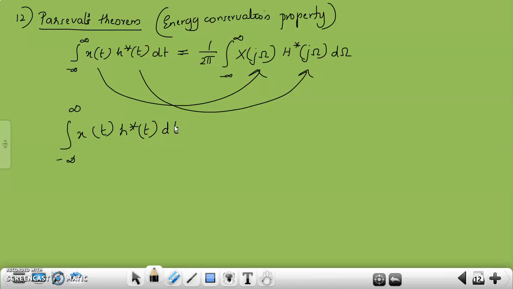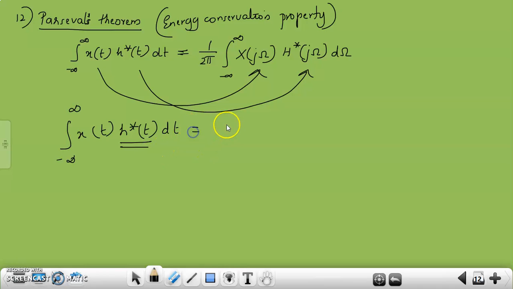H star of t dt. Now you have to prove this is equal to 1 by 2 pi integral over minus infinity to infinity X of j omega H star of j omega d omega. The thing is you have to substitute x for h star of t according to the inverse equation.